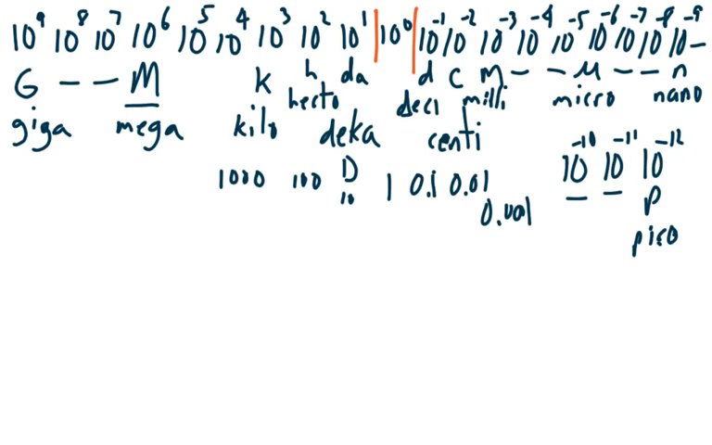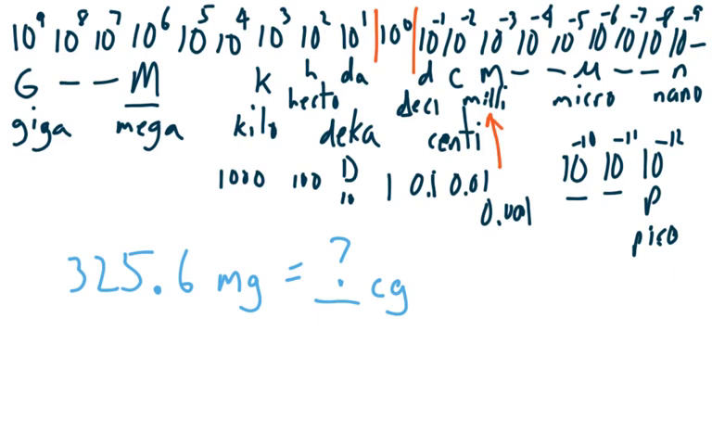I'm going to give you an example. Let's take a look here. Let's use a different color here. So let's say that I had 325.6, let's say, milligrams. And I wanted to convert this to centigrams. Okay? So if you look, milli is over here. You are right now at 10 to the negative 3. And I'm asking you to go to centi, which is just one spot over, right over here.